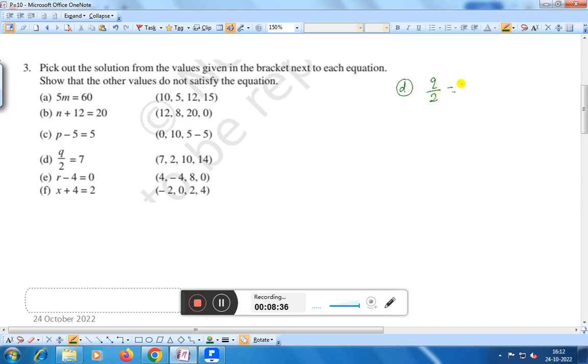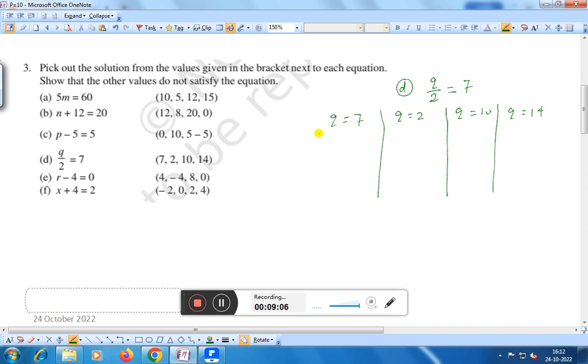is equal to 7. Therefore, the value of Q is equal to 7. Next value is Q is equal to 2. Next one is Q is equal to 10. And the next value is Q is equal to 14.